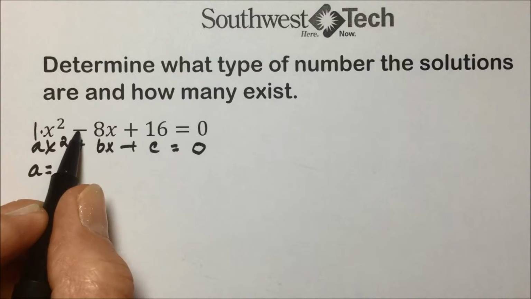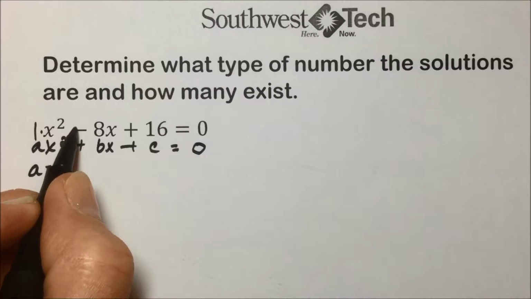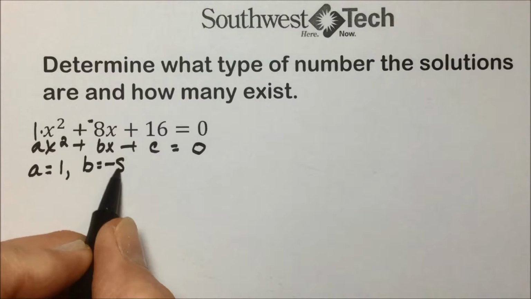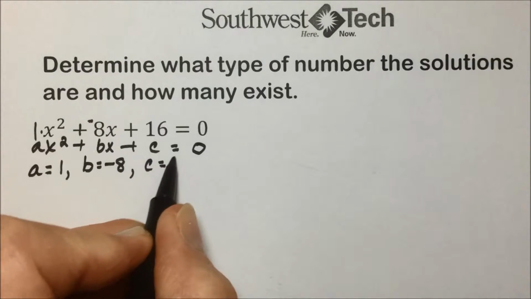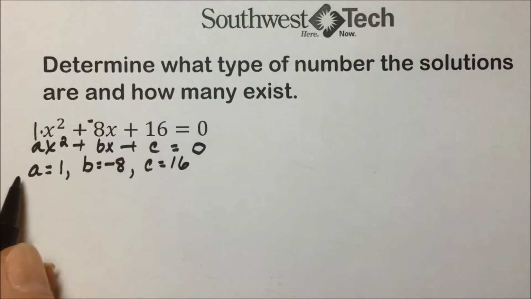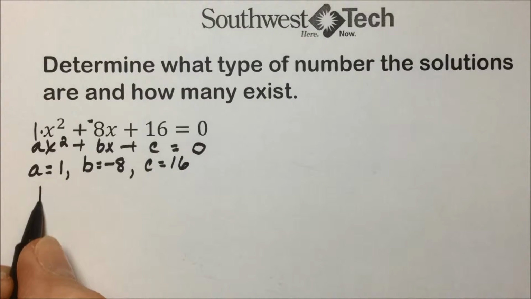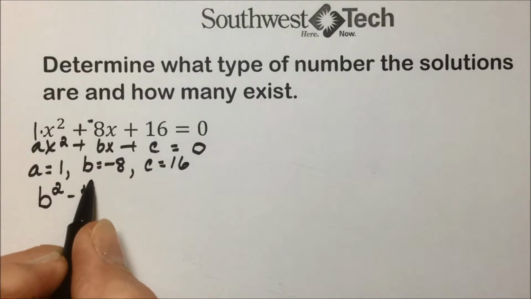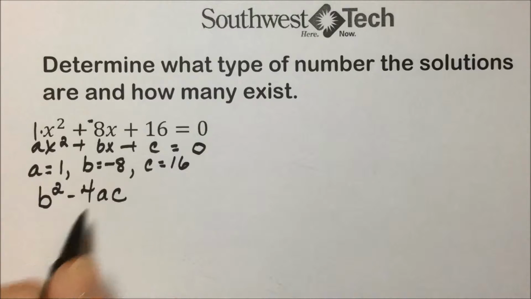The signs don't agree on our linear term, but a subtraction is the same as plus a negative. So b is equal to -8 and c is equal to 16. To determine the solutions to this question, we'll now evaluate the discriminant. And again, that's the radicand in the quadratic formula. In other words, b squared minus 4ac.